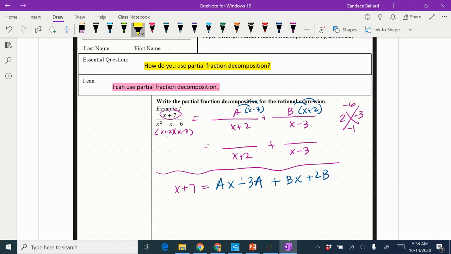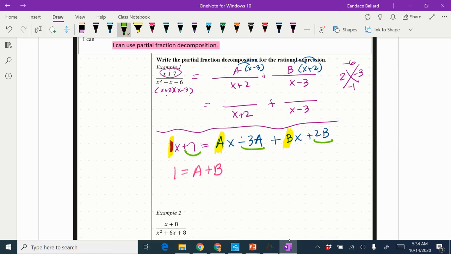And then what I'm going to do now is write two equations. So I'm writing basically a system of equations. My first equation is going to be the coefficients that are in front of my variable, x. So my first equation is 1 equals a plus b. And then I'm going to write my second equation with just the things that don't have x. So I have 7 equals negative 3a plus 2b.